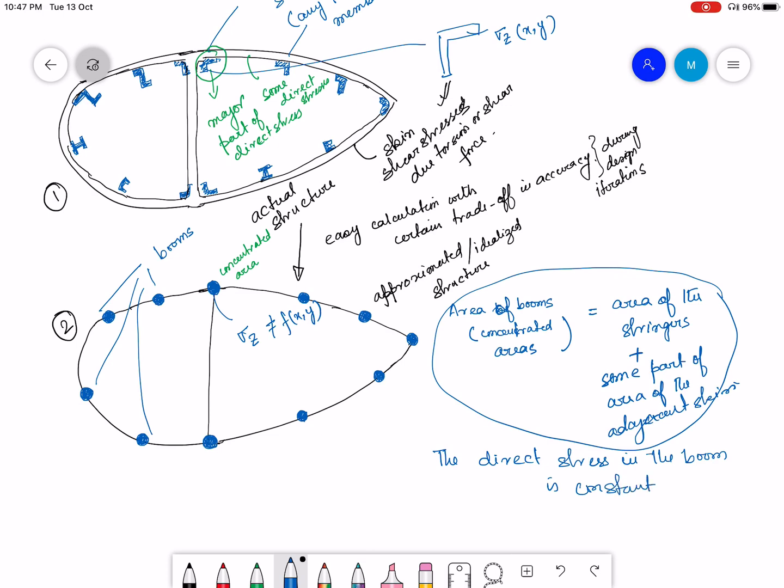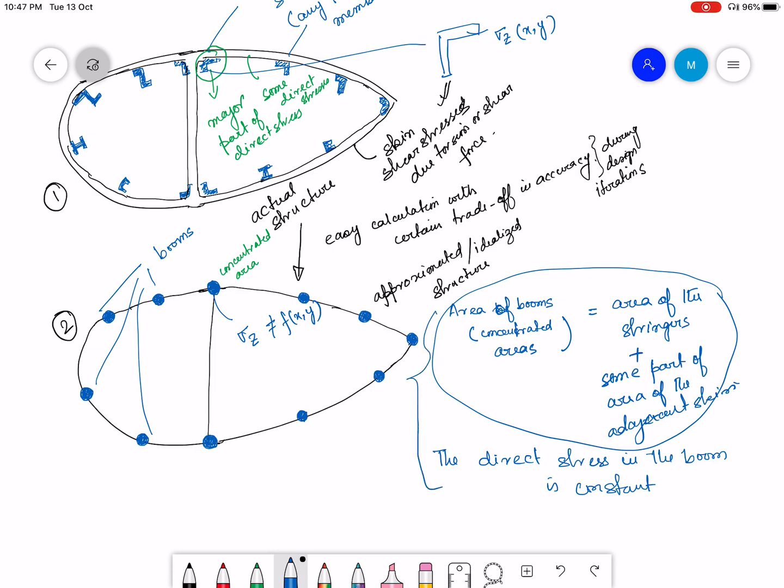Of course these things will be much clearer when we actually get into an example and solve it, but try to understand it from the philosophy of this idealization. So that is the second thing. These are the two things about the boom.